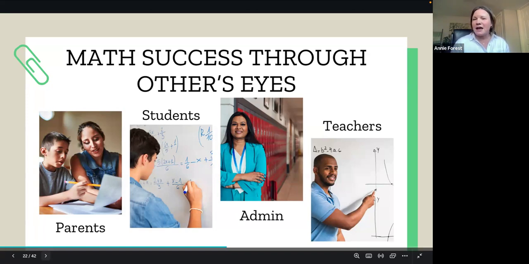What would your administrator say if you asked them, what does math success mean? I know that a lot of administrators have benchmark testing tied to their evaluation, so success to them might be test scores. Again, none of this is right or wrong, but there's a difference. And then thinking to yourself, what do you value as success in your math classroom? Does it match what your colleagues would say is math success?